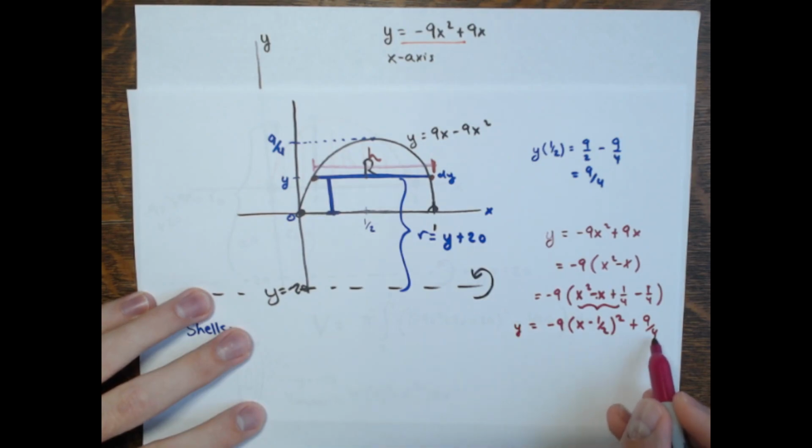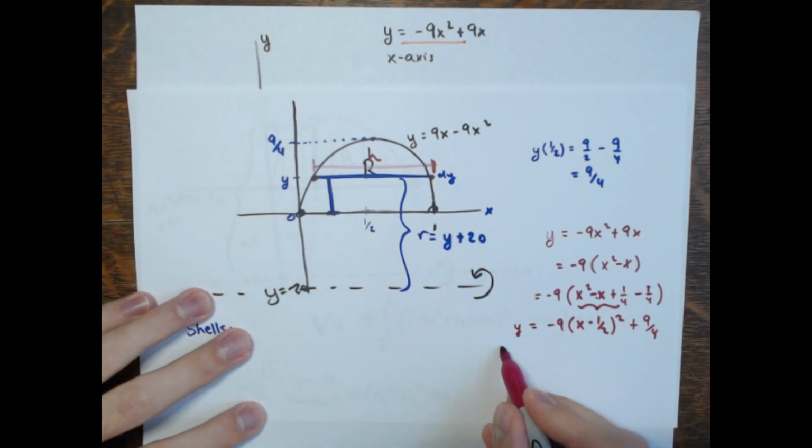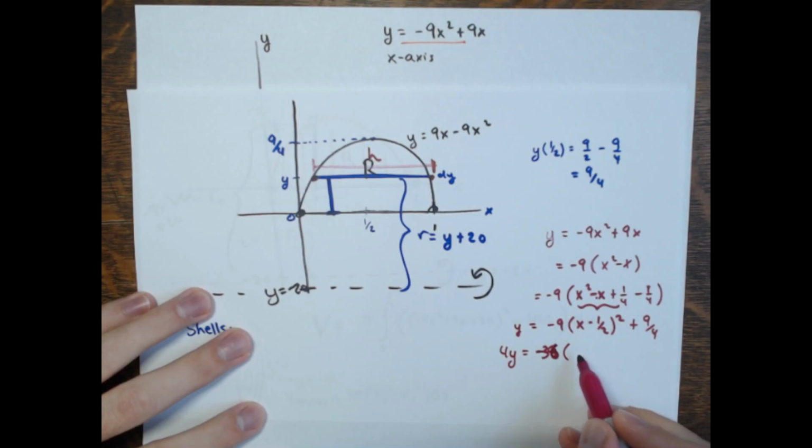To get rid of the fraction here, I'll multiply by 4. It'll be 4y equals negative 9 times the quantity, oops, negative 36. Sorry, I multiplied everything by 4. Actually, let me multiply by negative 4. So it's minus 4y equals 36 times x minus a half squared, and then minus 9.